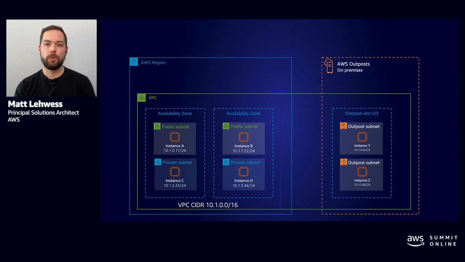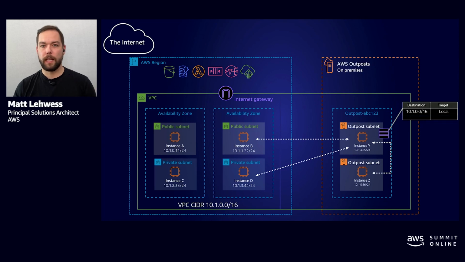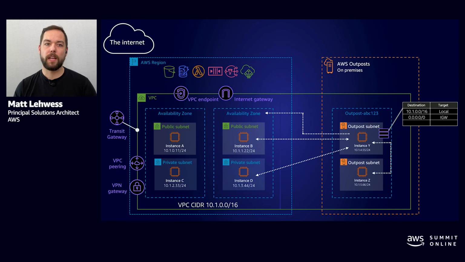Now, what you can also do here is you can communicate back to the region. And so if we look at our route table in the outpost, we've got internet gateways, we've got all of the region level services on the left-hand side here, like VPC endpoints, transit gateways, VPC peering, VPN gateways, and we just build out our routes on the outpost route table to allow that connectivity.